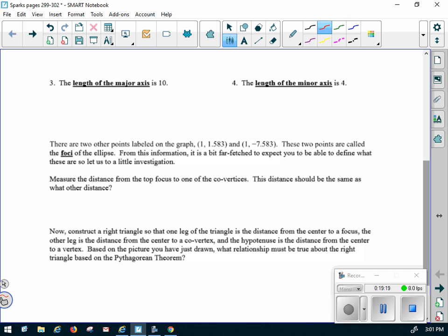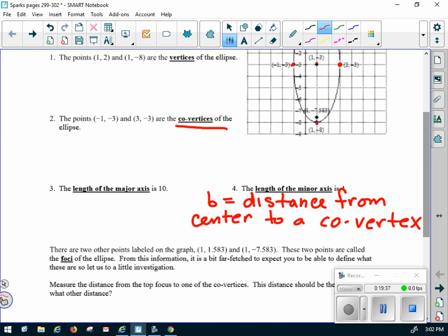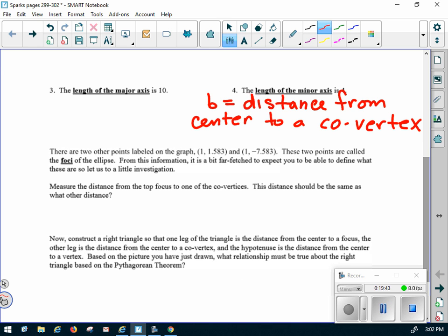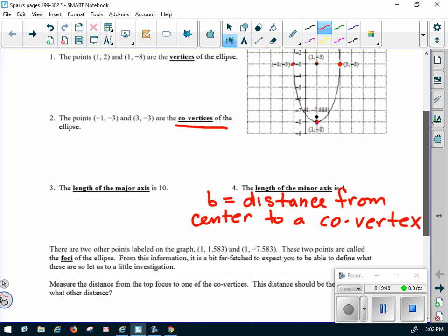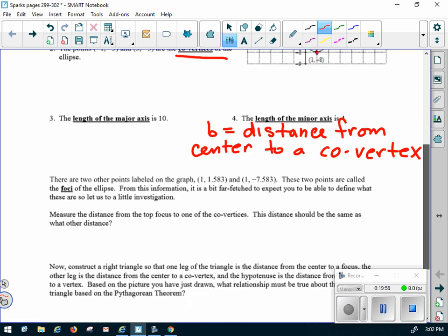Now I'll add in my little stuff. B is the distance from the center to a co-vertex. So, if this distance is B, what's the length of the minor axis? 2B. So you need to remember that. The length of the minor axis is 2B.